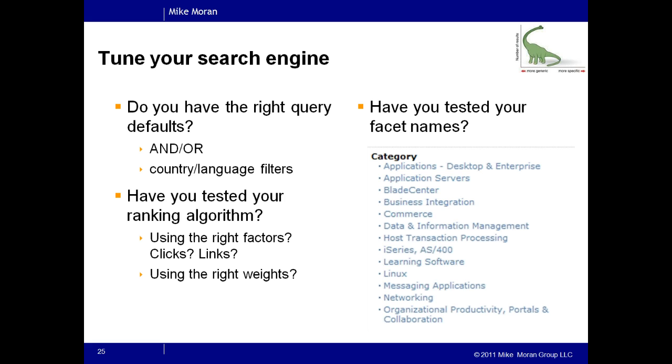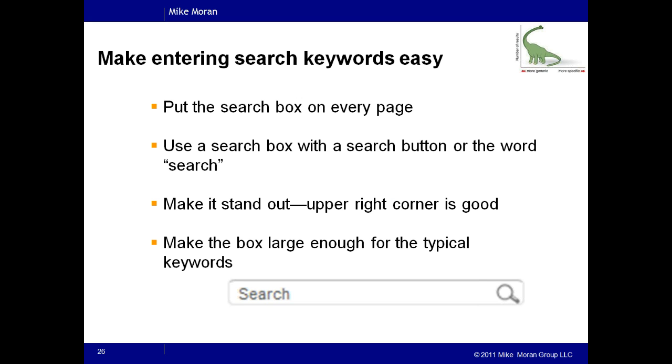You can also tune your search engine. You can focus on things like whether it has the right defaults. Do you default to anding all the words, or should you maybe default to oring the words, because that'll reduce your not found? If you have a multinational website, when people are on the Italy country site, do you only show Italian results from Italy, or do you show global results? Have you looked at the ranking algorithm? Most search engines let you tune it, so you can say which things are more or less important in that ranking algorithm. And you can also look at those names of the facets we saw to make sure that people understand what they're getting when they click those things.